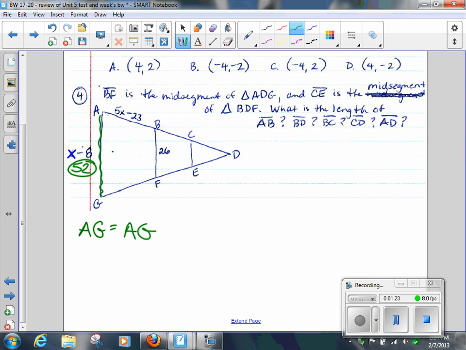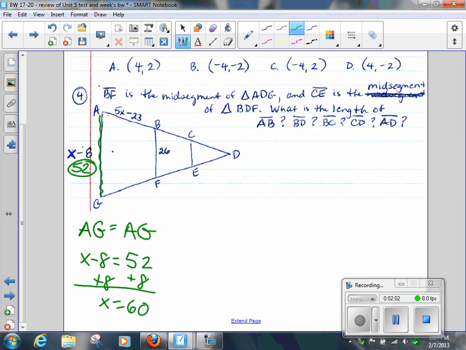What's one expression that is AG? X minus 8. What else do we know about AG? It equals 52. Do I have enough information to solve for X? Yeah, I do now. Add 8 to both sides and you get X is equal to 60, correct? All right, now, what else does it say? We found X, but that's not really what I care about finding. We've got to find the length of AB, BD, BC, CD, AD.